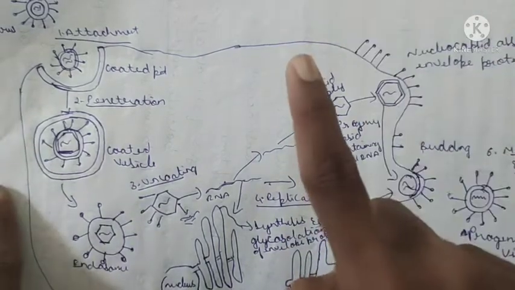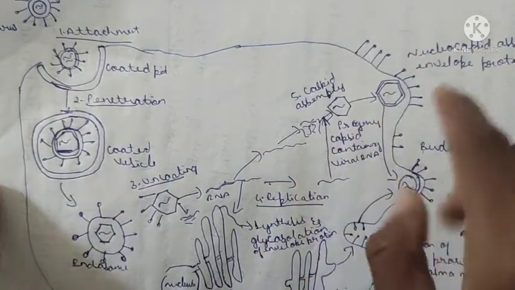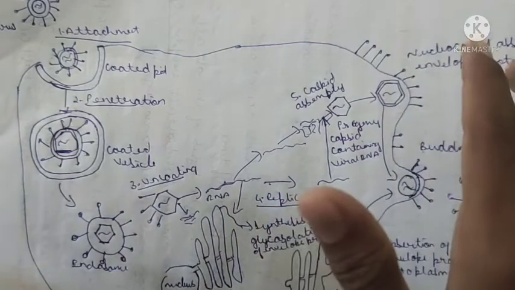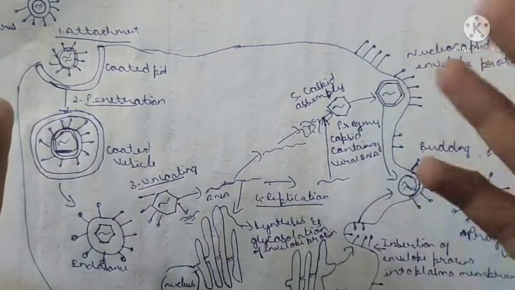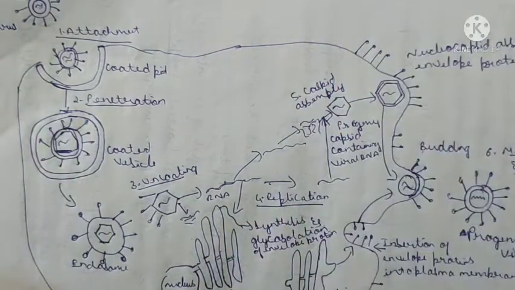Okay, one point you remember, the virus cannot contain both RNA and DNA as a genetic material. Either they contain the DNA as their genetic material or RNA as their genetic material. This is the concept you have to remember.